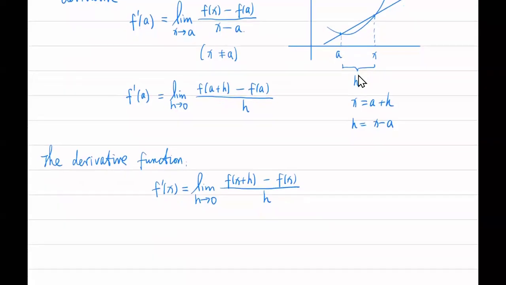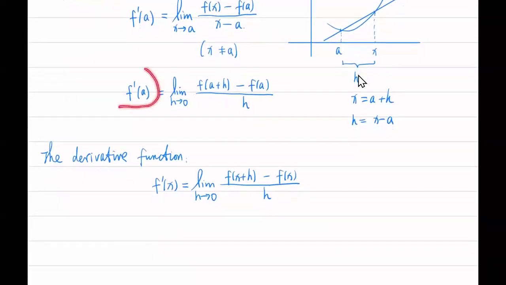For the first formula, we compute and get a number. It's the derivative. For this one we compute and get a function. If we substitute x by a, we go back to the previous formula. Normally we use a for a fixed number, a given number like 1, 2, 3. We use x for a varying number, a variable. Essentially the same, but just different perspectives. X is the variable.